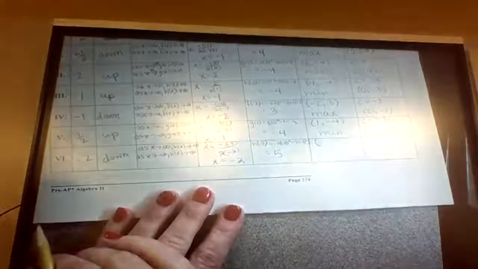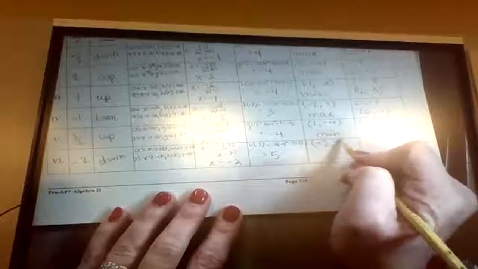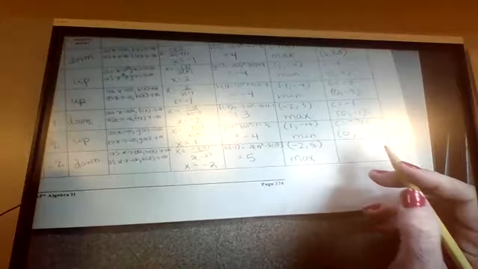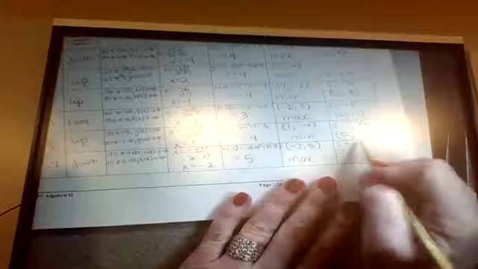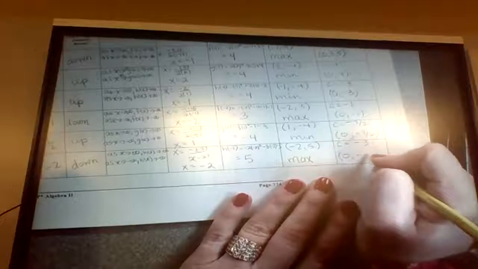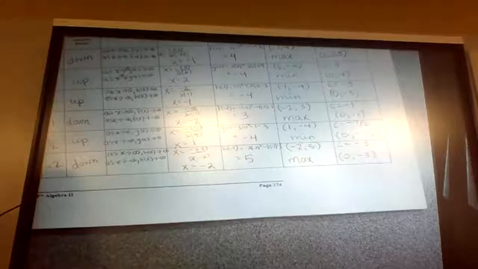What's my vertex? Negative 2, 5. Is that a max or a min? That's a max, the highest point. Nothing goes higher than that point. That's a maximum. What does c equal? Negative 3. And what's your y-intercept? 0, negative 1. Perfect. All right. We will stop there for today.